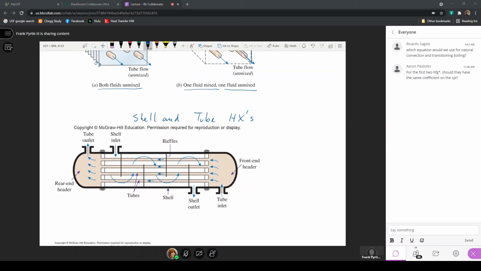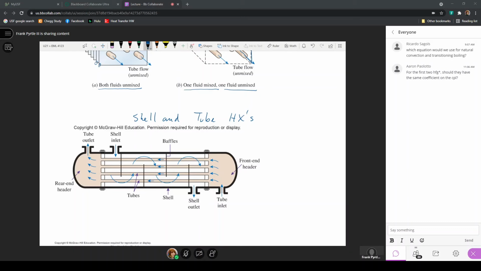Now here, this shell and tube heat exchanger is drawn with baffles, these black vertical lines here. And that's just used to direct the fluid as it moves through the heat exchanger. So here, the fluid that is moving through the shell, here, the shell inlet, it's forced to move around these baffles. And what that does is it increases the amount of contact that occurs between the two fluids as they're separated by the tubes that the other fluid is moving through.